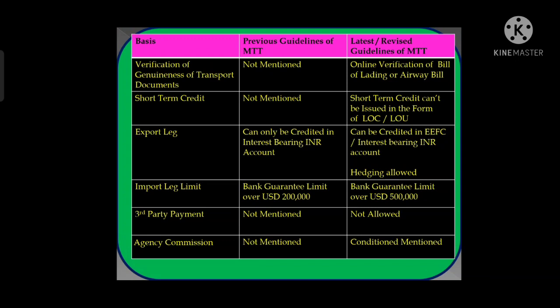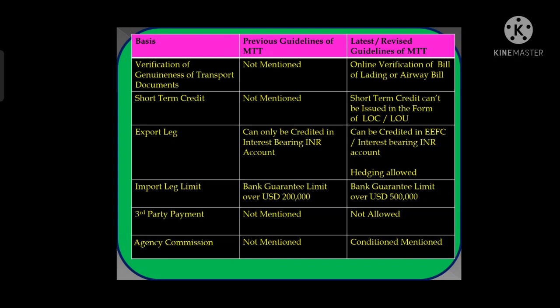Short-term credit: no such wording was there in the previous guideline, but the revised guideline mentions that it can't be issued in the form of LOC or LOU. It means it can't be issued in the form of a letter of undertaking or a letter of comfort.